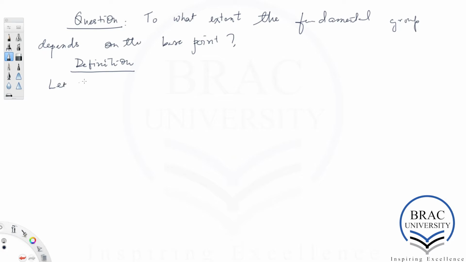Let alpha be a path in the topological space X from the point x0 to x1, which means that alpha is a map from I to this topological space X such that alpha of 0 is equal to x0 and alpha of 1 is equal to x1.